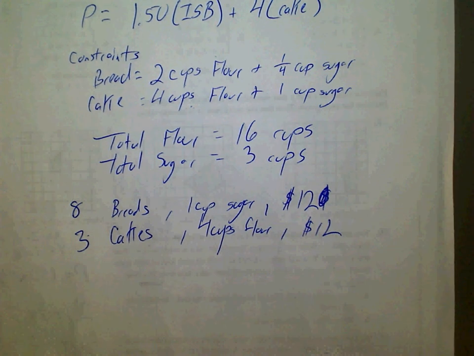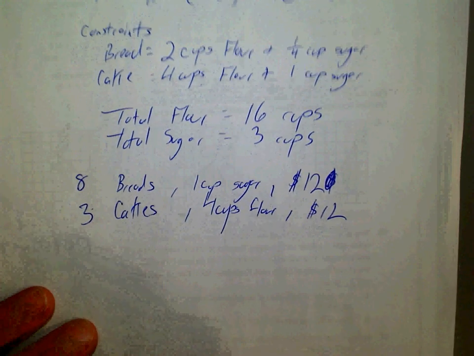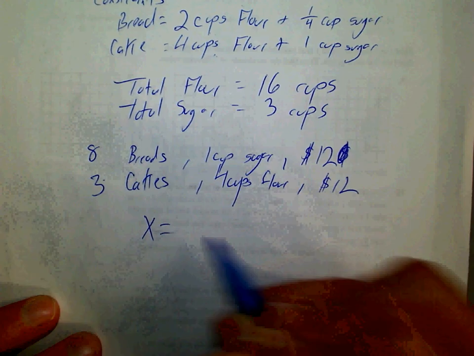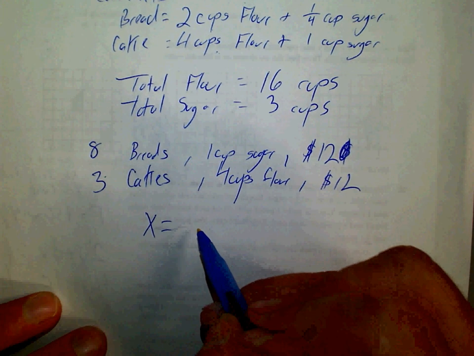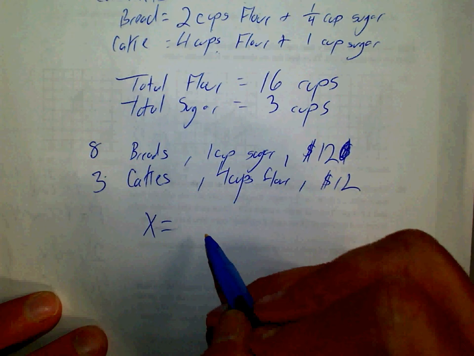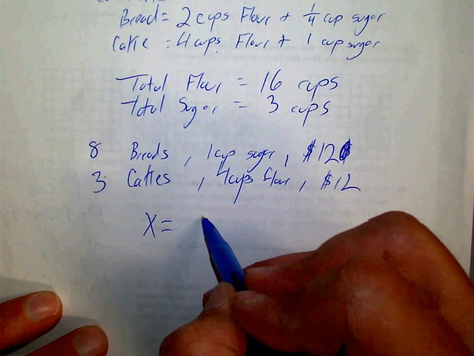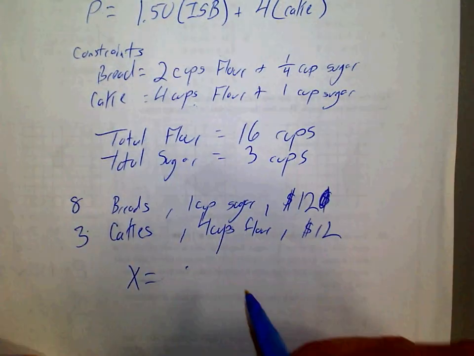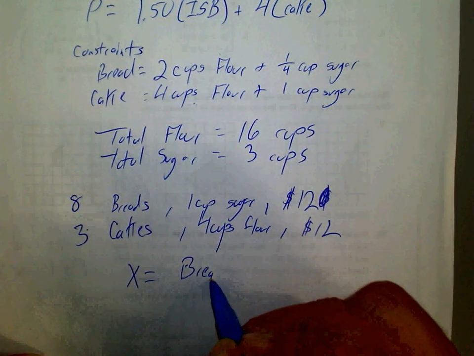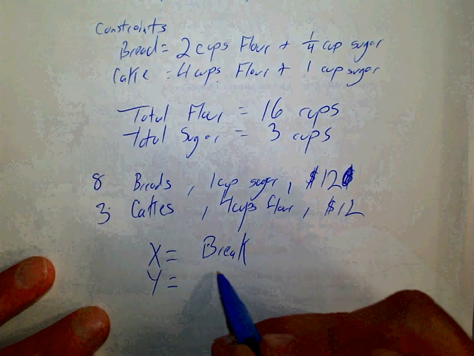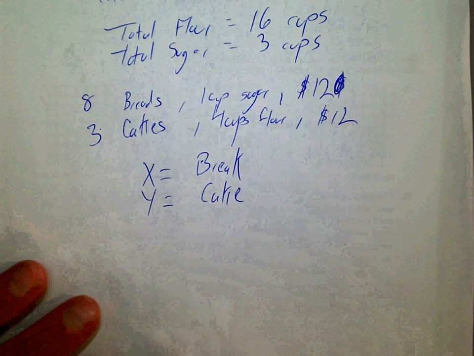So what if there is a combination of the two? What if there's somewhere we could work where we make a little bit of each? Well, let me show you how you can make some equations. Let's say x could be our number of breads we make, and y could be our number of cakes we make. We can make a couple constraint equations.